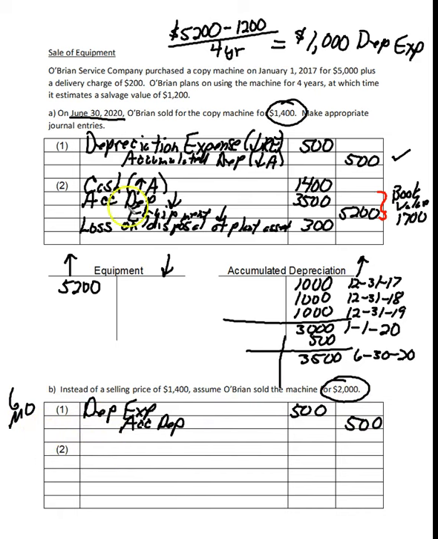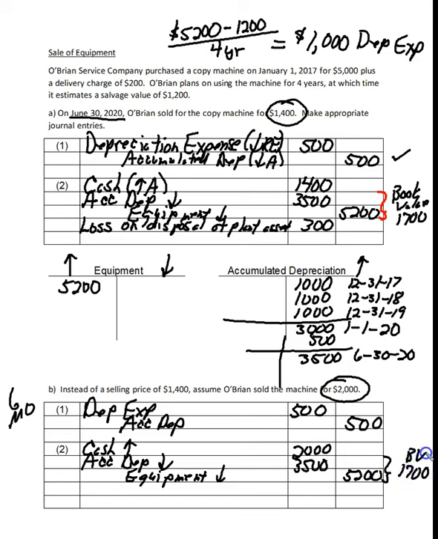The second step is similar as well. Cash comes in. This time we get $2,000. I want to remove what's in the accounting system, so I'm going to decrease my accumulated depreciation account for its balance of $3,500. I'm going to decrease the equipment account for its balance of $5,200. And again, that's a net book value of $1,700.